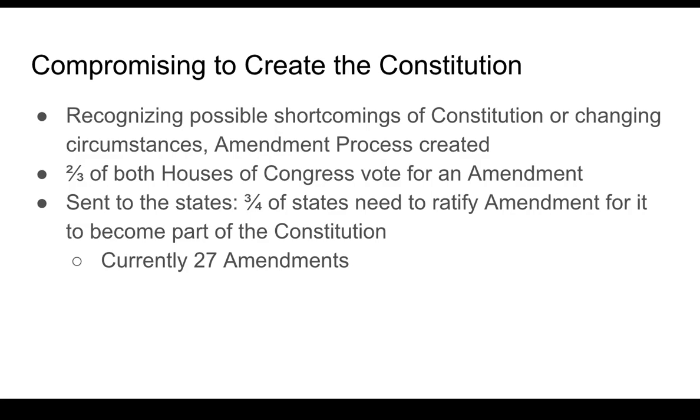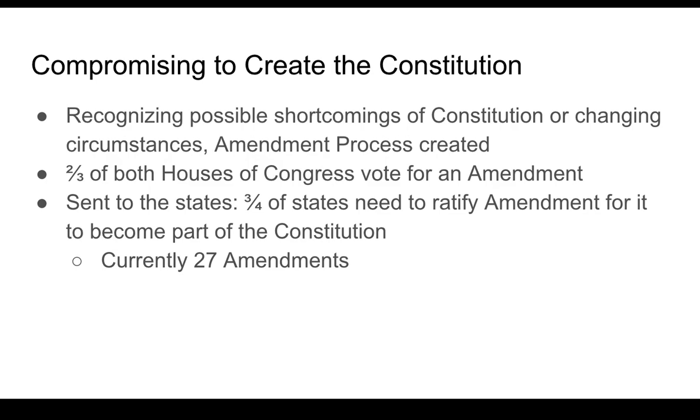Another important compromise to the Constitution is recognizing that there could be possible shortcomings in the Constitution, or that changing circumstances might require changes to the document. And so the amendment process was created. Amend means to change or to fix the Constitution. First, 2/3 of both houses of Congress need to vote for an amendment. So they put forth an amendment that they vote for. And if 2/3 of the House of Representatives and 2/3 of the Senate agree to it, it then goes to the states. Each state has freedom in how they want this to happen, but 3/4 or 75% of the states then need to ratify, or vote to approve, this amendment. So it's a lot of steps.